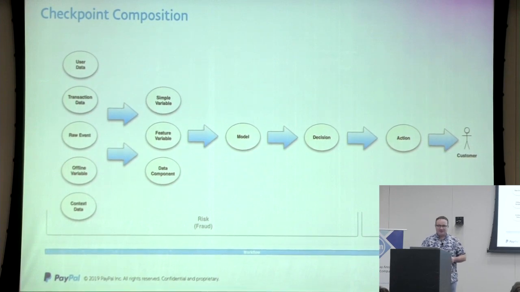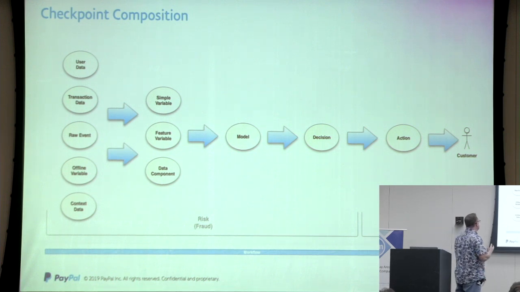So, double clicking down into a checkpoint itself. I mentioned it was data, right? The 5 categories of data we have are: user data, transaction data, both transaction history and the current transaction, raw event data, and a series of offline computed variables, right? From all of your activity, all of your history on PayPal, we build up essentially a profile. We have many offline applications where we compute offline variables, and then we have them cached and ready to use when you go and make a transaction or when you log in, right?